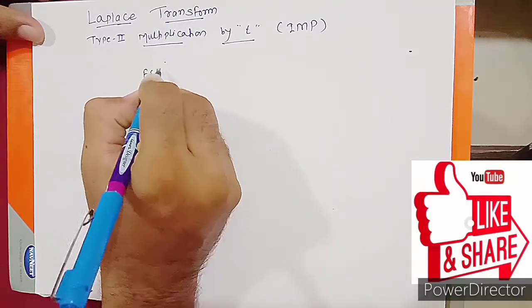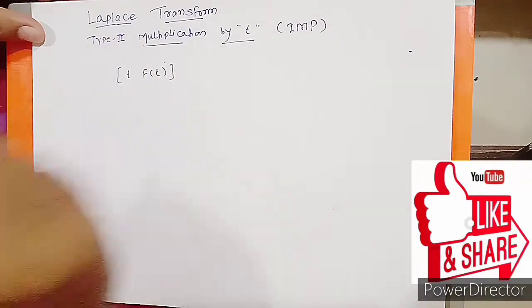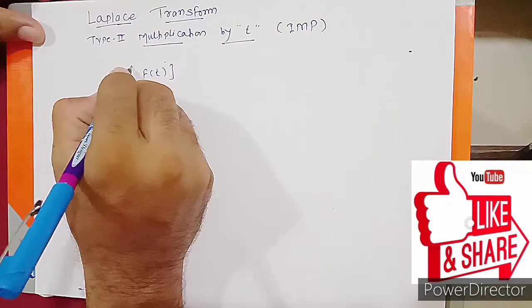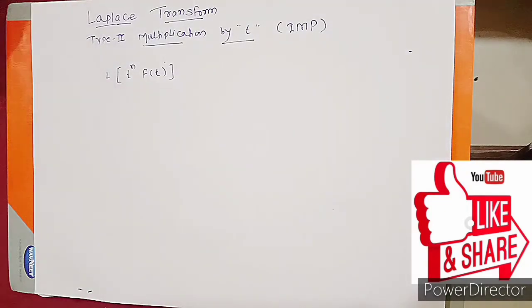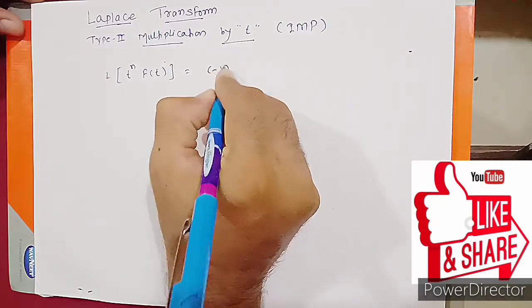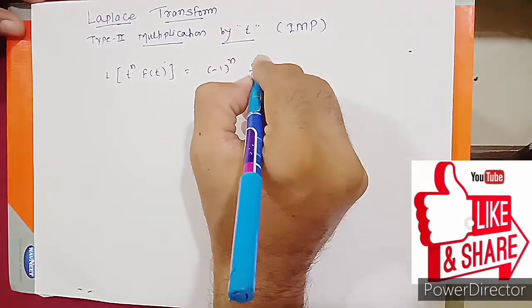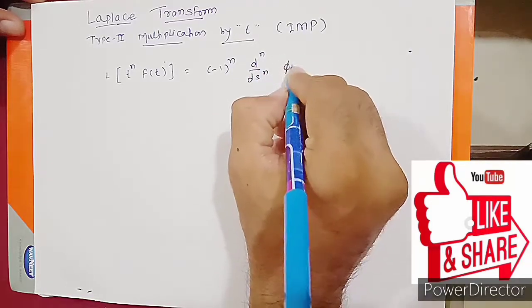As we already know, f of t is our function, and when that function is multiplied with t or t square, t cube, t raised to 4, we assume t raised to n. And if they are asking to find the Laplace transform of such a function, then the Laplace transform is minus 1 raised to n, derivative with respect to s, derivative again raised to n, phi of s.